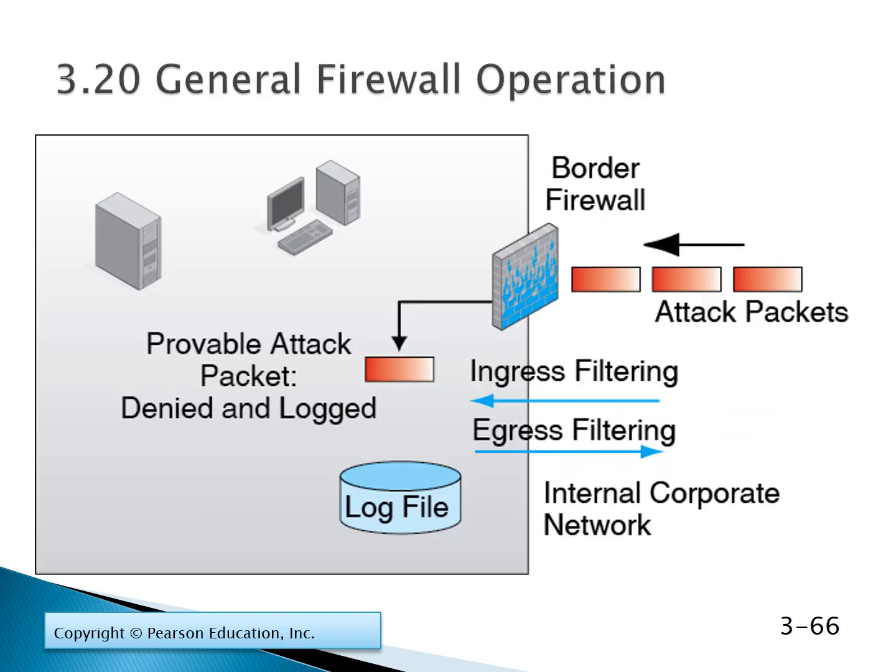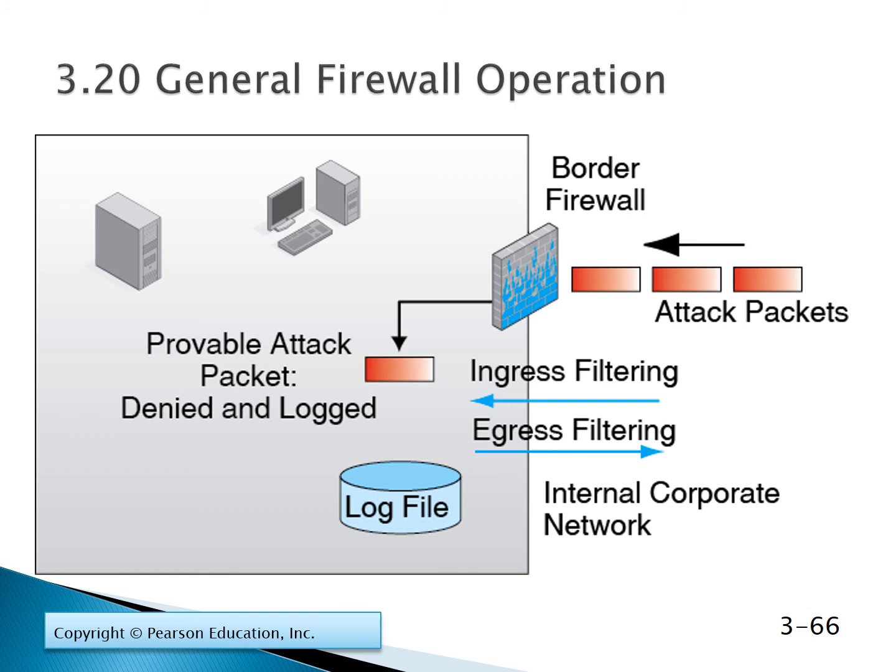So the general operation of a firewall is like this. Suppose this part is your organization's network. All internet packets going into your organization's network first have to go through this software, which is the firewall. So we call it the border firewall. When the packets are coming in, there's filtering. We call it ingress filtering. If the packet is malicious, then it will be dropped.